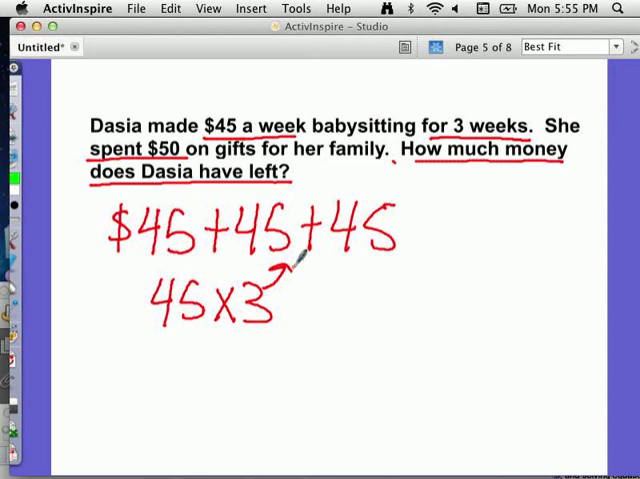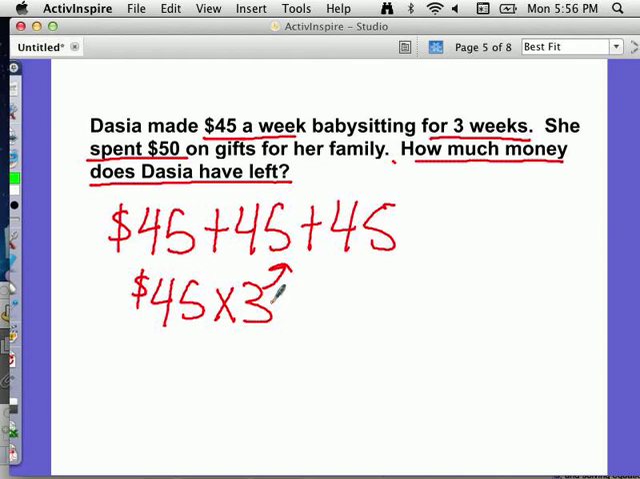But we're not done there writing our equation. I still need to know that she spent some money. How much did she spend, Miss Holland? She spent $50. Now, to spend means to give away.